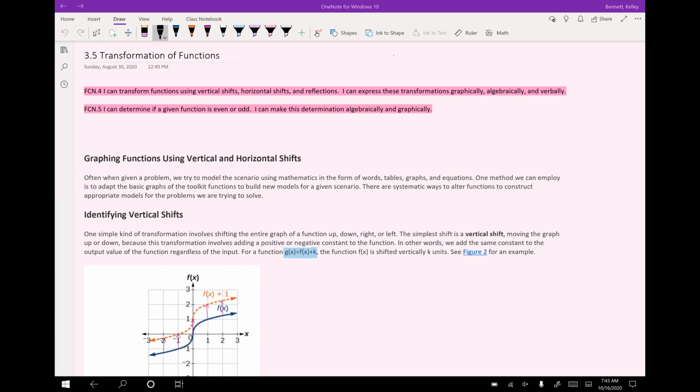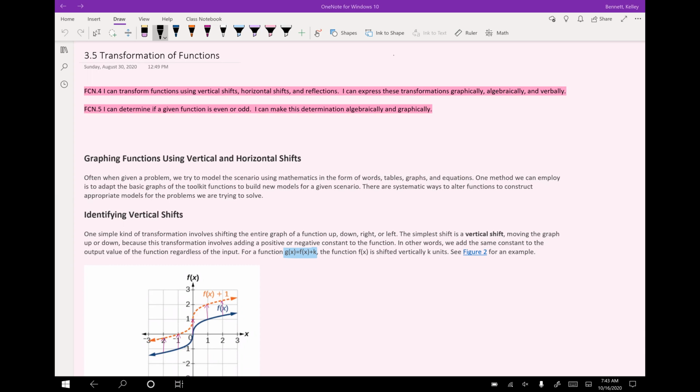So we'll be going over transformation of functions, and we have two SLOs associated with this section. The first one being the ability to state that I can transform functions using vertical shifts, horizontal shifts, and reflections. I can express these transformations graphically, algebraically, and verbally. And the other SLO, I can determine if a given function is even or odd. I can make this determination algebraically and graphically.